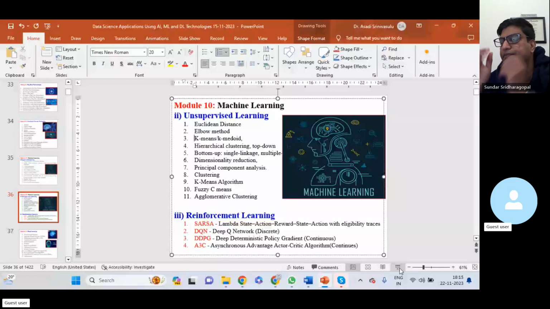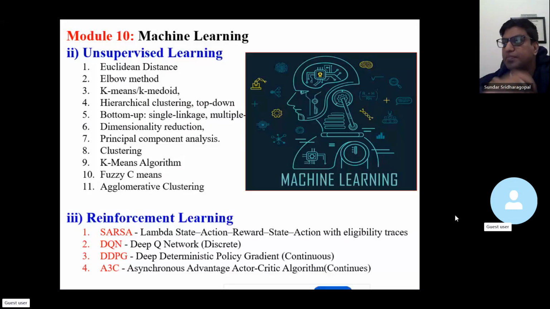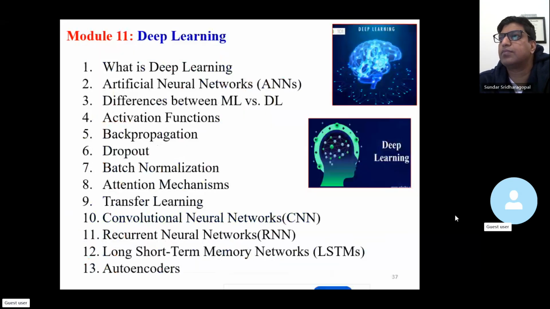Sure. In reinforcement learning, especially, we are using gamification or game applications in order to develop games. Then the 11th module, deep learning: learning from observational data in a deep manner by applying various hidden, input, and optimization layers. Then the difference between machine learning and deep learning. What are the activation functions? Backpropagation, dropout, batch normalization, and transfer learning, CNN, RNN, LSTM, autoencoders.